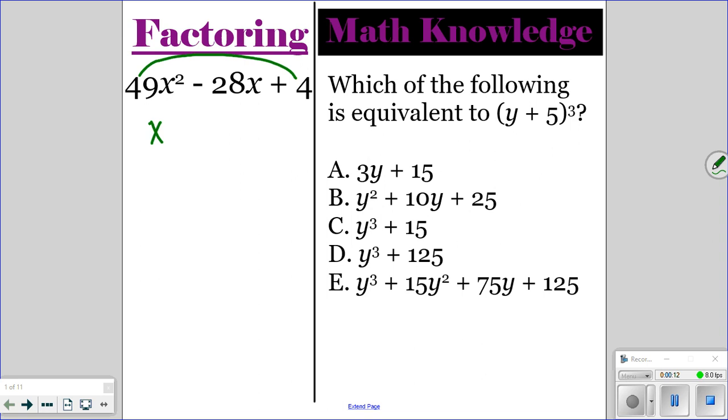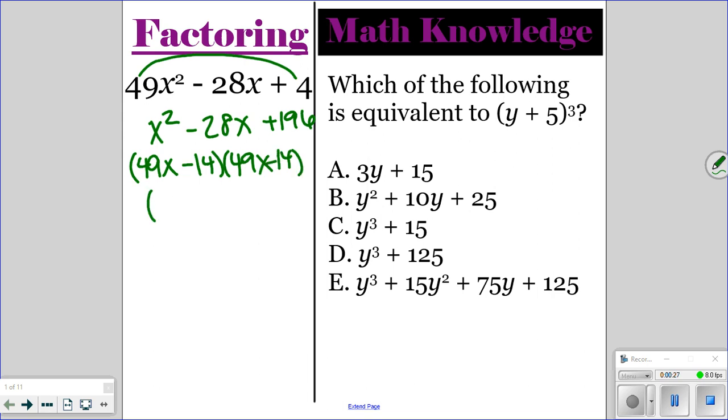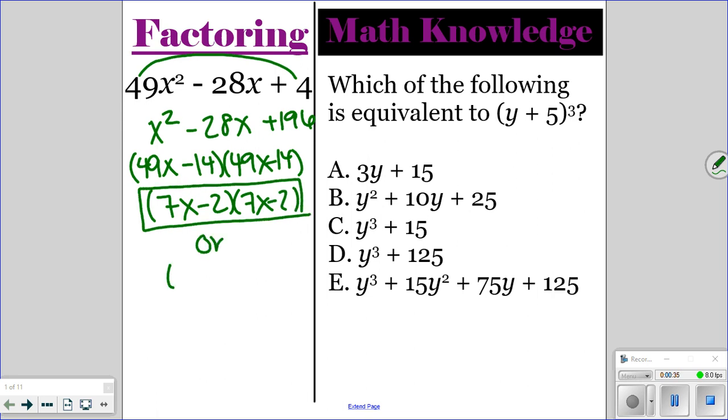When you remove the 49, you're going to have x squared minus 28x plus 196. And then when you factor it and replace the 49, you're going to have 49x minus 14 times 49x minus 14. And then if you reduce these, you'll have 7x minus 2 times 7x minus 2, which you can also write as 7x minus 2 squared.